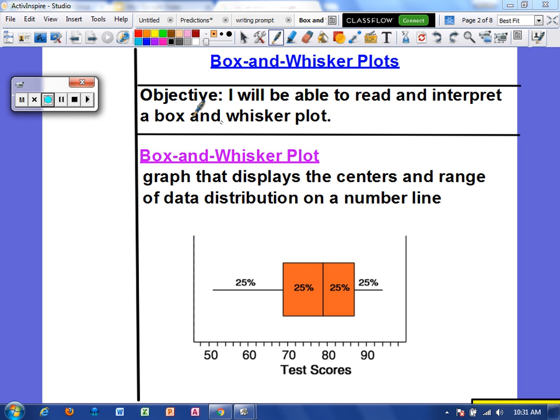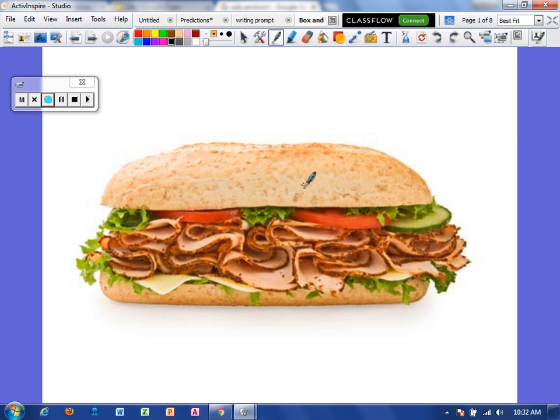Alright, so a box and whisker plot is a graph that displays centers and a range of data distribution on a number line. I'm going to use this picture of a sub sandwich to show you how a box and whisker plot works. So let's say you have this sandwich and you have a friend who's really hungry, and you decide to be nice and split your sandwich in half with that person. So that means you would get to keep 50% and your friend would get 50%.